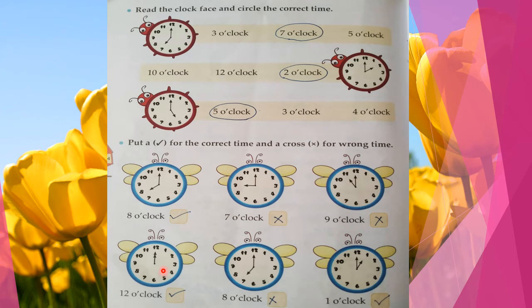Next, this clock number 4. The shorter hand and longer hand both point to 12. So it means 12 o'clock.